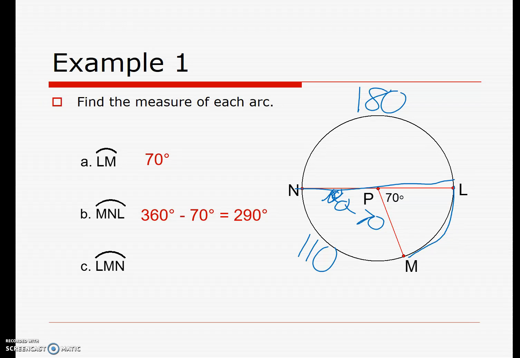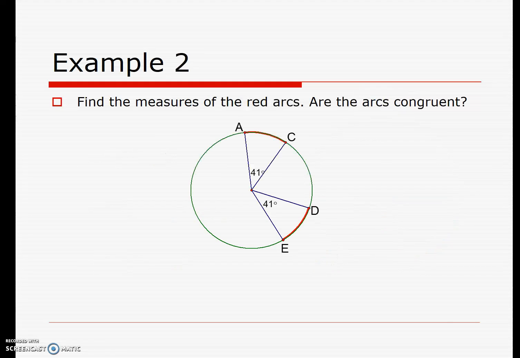Then I'm going to do LMN. Again, I'm indicating this bottom part here, LMN. Well, LN is a diameter, therefore it's a semicircle, so I know it's 180 degrees. That's the process that we want to take for these. If you have anything more, you might have to add things, subtract things, and so on.